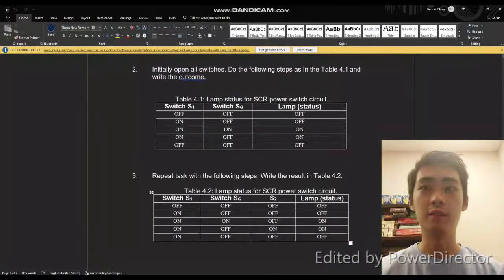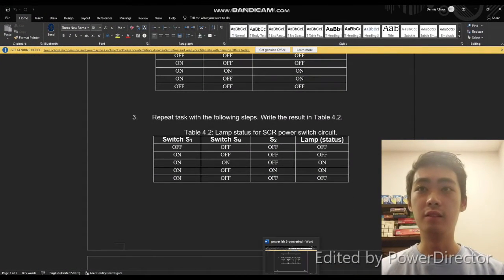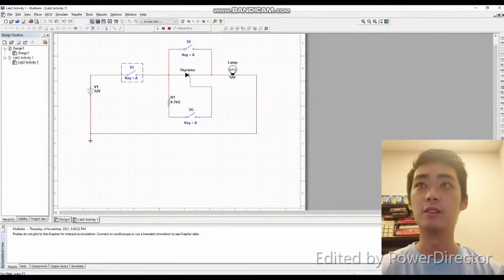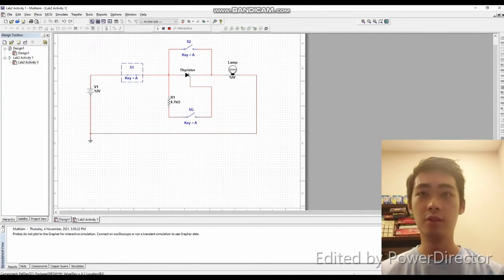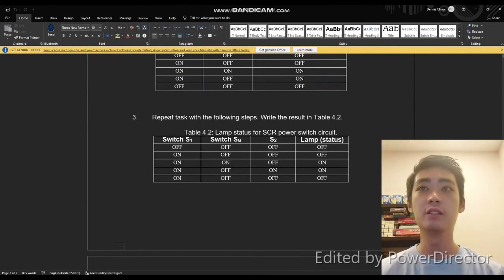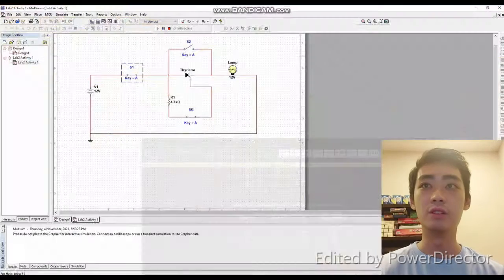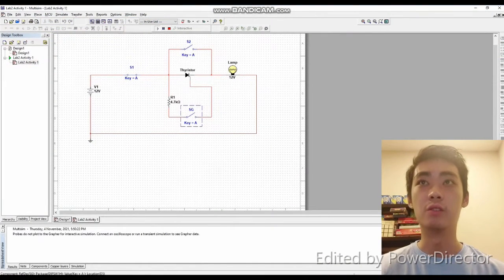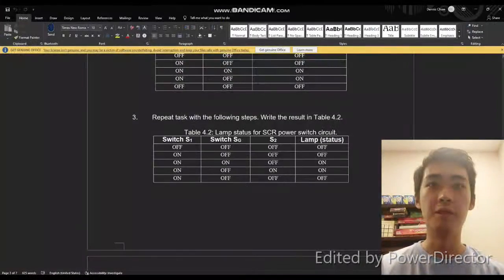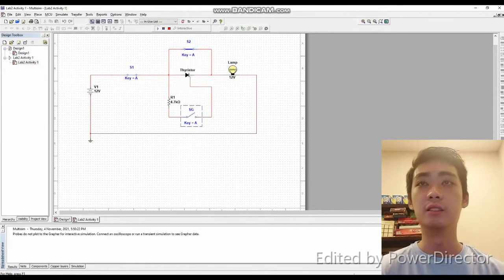So for the second part, switches S1, SG, and S2 are all off, then the lamp is off. For S1 on, the lamp is still off. For S1, SG on, the lamp will be turned on. And then for S1 on, SG off, S2 on, the lamp is still turned on, but if we turn off S2, then the lamp will be turned off.